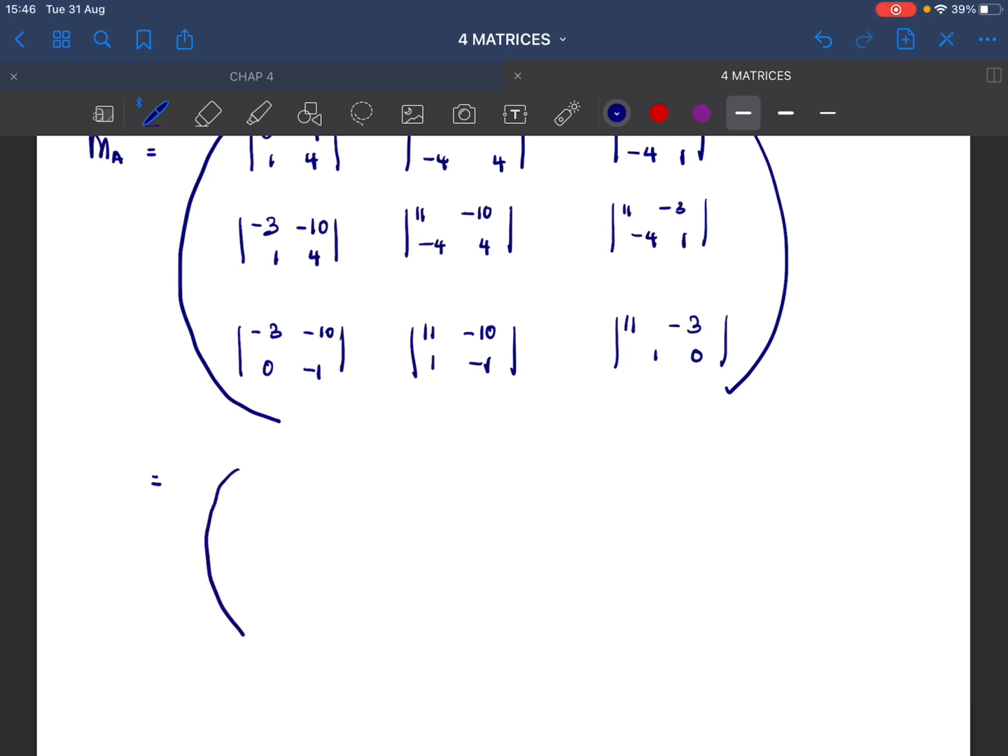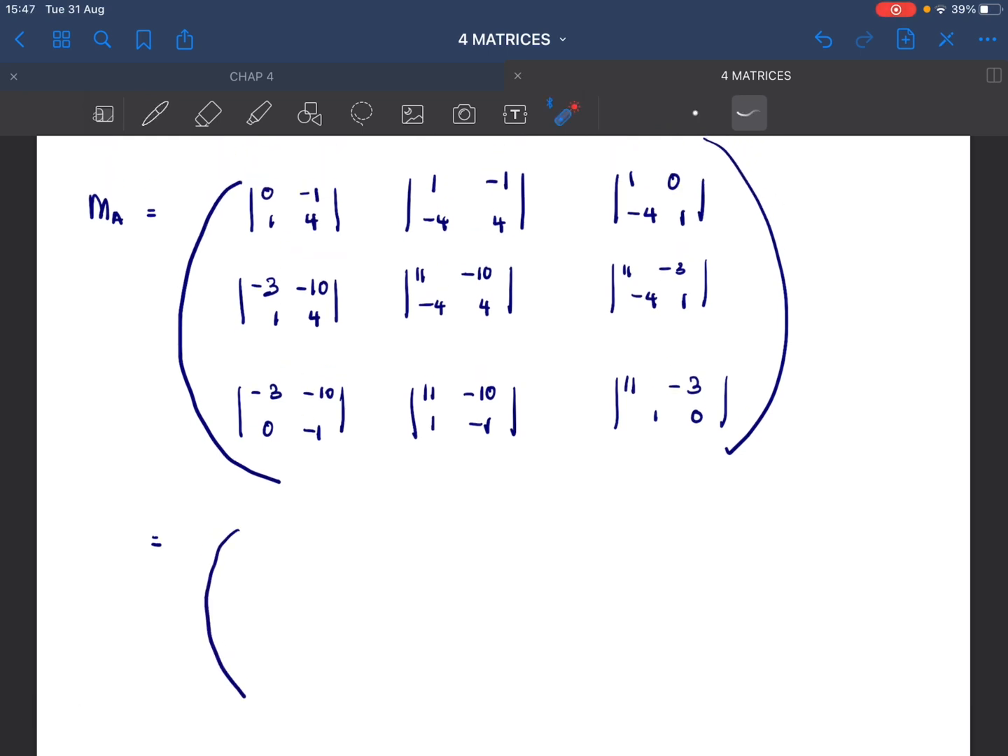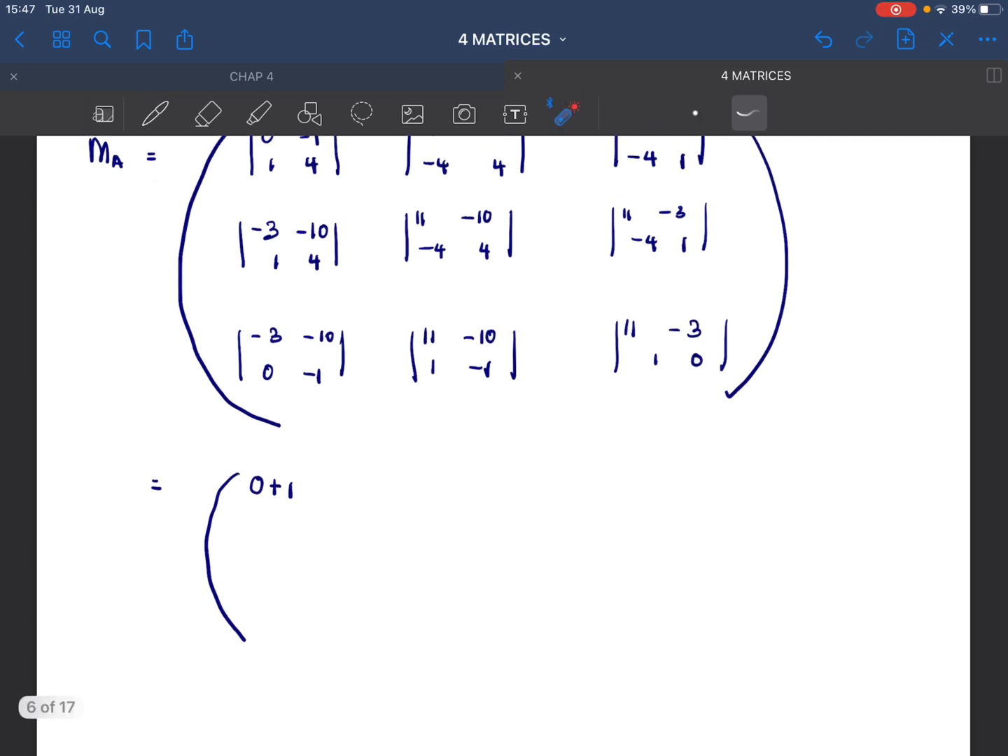So big matrix, so the first one, we will get AD, A times D is 0 minus B times C. So B times C is negative 1, so we will have 0 minus negative 1, we will get 0 plus 1. So here we will get 4 times negative 3 is negative 12 minus negative 10, which is plus 10. And here you will get negative 3 times negative 1, we will get 3 minus negative 10 times 0, which is 0. Okay, you can continue further.